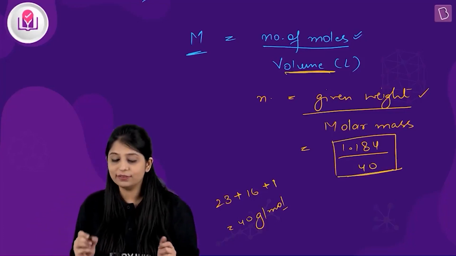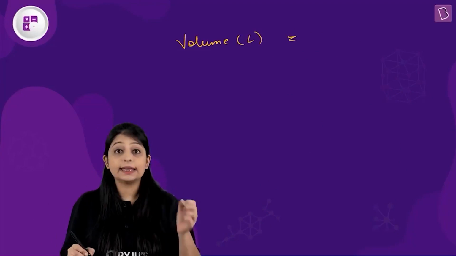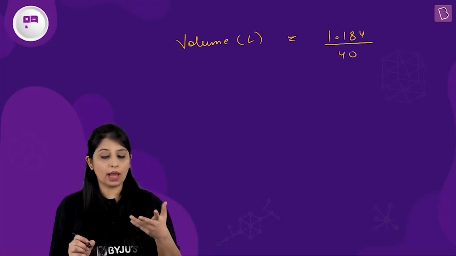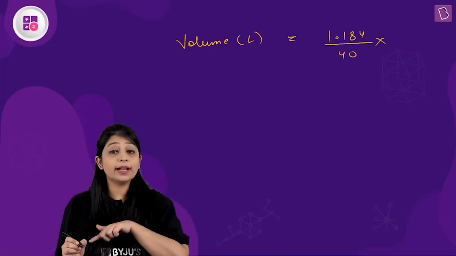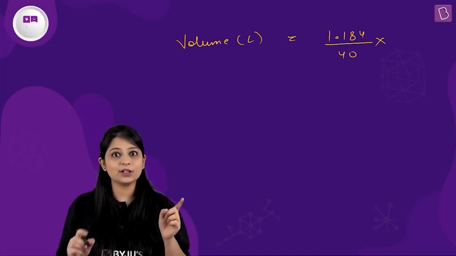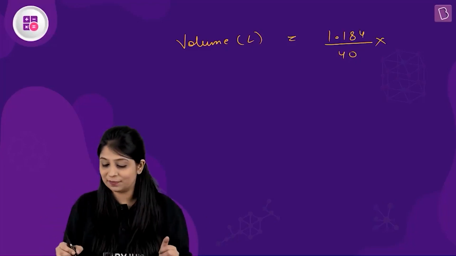And what do we have to find? We just have to find the volume. So volume in liters will be equal to what? Number of moles, which we found out, 1.184 divided by 40, divided by molarity, right? So why divide? Because the molarity, 0.15, was in the numerator on the LHS. So when we move it to the RHS, it comes down in the denominator. So it is 0.15.